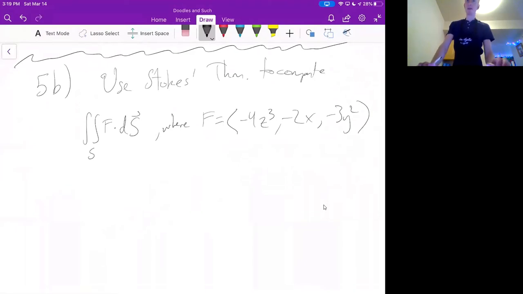Okay. So Stokes' theorem lets me compute certain kinds of surface integrals. It doesn't let me compute every surface integral. What are the surface integrals it lets me compute?